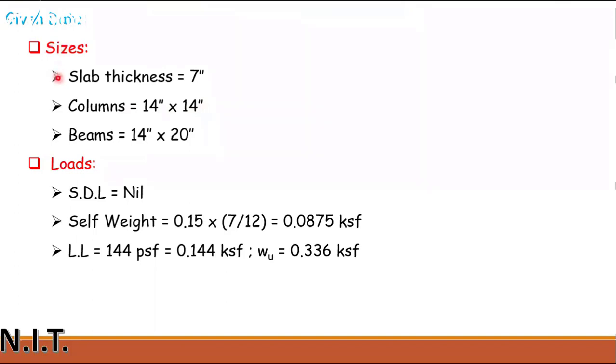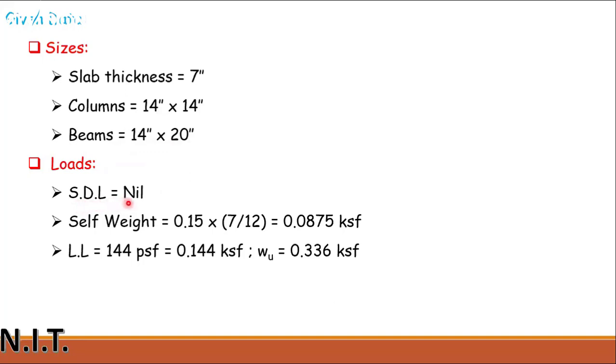This is the given data. Slab thickness is 7 inches. No need to calculate h minimum. Column size is 14 by 14 inches. Beam size is 14 by 20 inches. When you are designing your project, you can also use these dimensions: slab thickness 7 inch, column size 14 by 14, and beam size 14 by 20 inches.